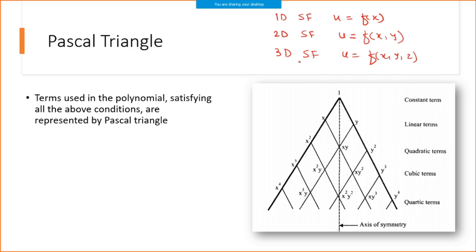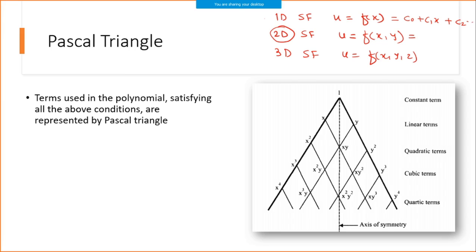When we need to take care of 1D analysis, we can take c0 as a constant term for rigid body analysis, c1 for the constant strain term, then c2, and like this I can go on increasing. But when we are formulating a 2D element, I need to take care of all these terms in my equation.